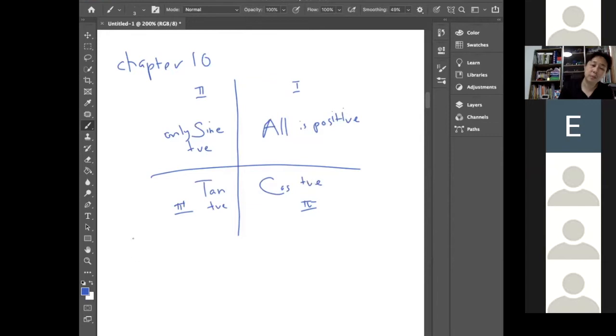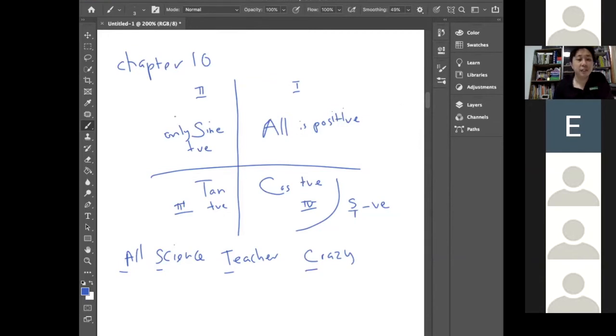So the acronym, different people have different acronyms. Some people say it's All Science Teachers Crazy. So if sine and cosine are positive here, then tangent is negative. What other acronyms do you all remember?